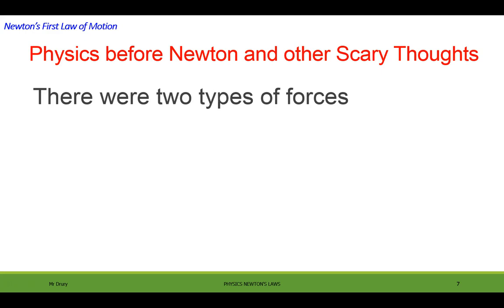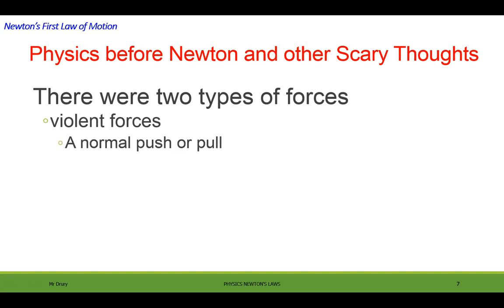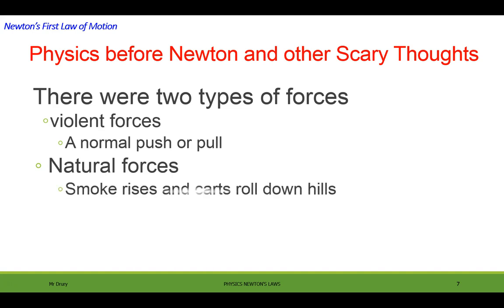There were two types of forces that we thought of before Newton. They were called violent forces. This would be like a normal push or a pull. And natural forces. For example, smoke rises and carts roll down hills. Okay, then we have Galileo.